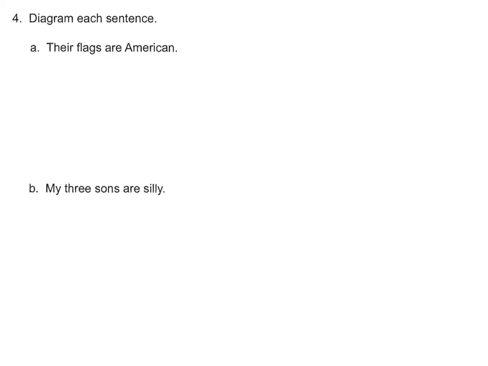4A, 4B, 4C, and 4D have correct sentences that you need to break down, and then you need to diagram them. I'll do one of them with you. Let's do 4B together. It says, my 3 sons are silly. Who or what is this about? Sons. What do they do? Well, they are. That is our linking verb. We can say exist as. Simple predicate. They are what? Silly. Predicate adjective. How many sons? 3. Which sons? My.